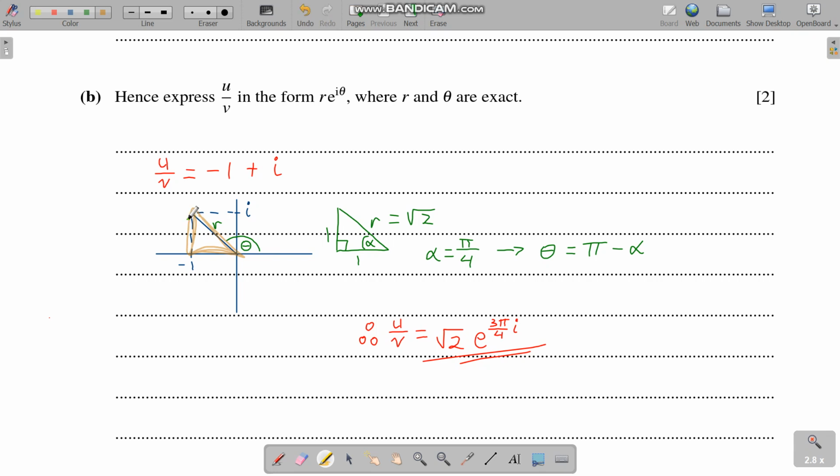If you look at this triangle, we have the length 1 and also 1. So the hypotenuse is root 2 using Pythagoras, and the triangle is isosceles, so the angle is 45 degrees, but we have to use radians, so pi over 4. Remember we are looking for the angle from the positive x-axis or positive real axis, so 180 degrees minus 45, or pi minus pi over 4, we get 3 pi over 4. So this is the r, this is the theta.